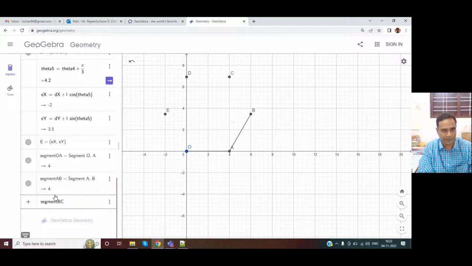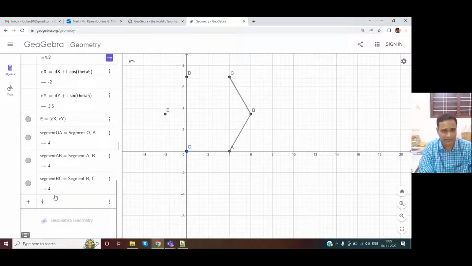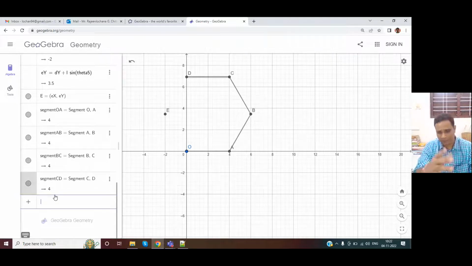Segment BC is, please remember to use the syntax correctly. If you make a typing mistake, then something else will come. Let's say segment CD. Instead of using capital S, if I use a small s for segment and then try to do this, okay, maybe there's some intelligence there, but sometimes it doesn't work, so you have to be careful.